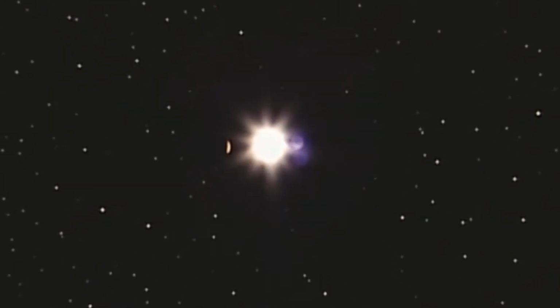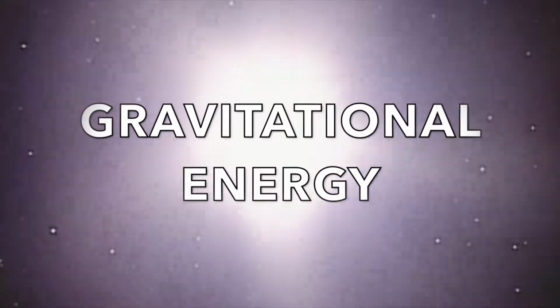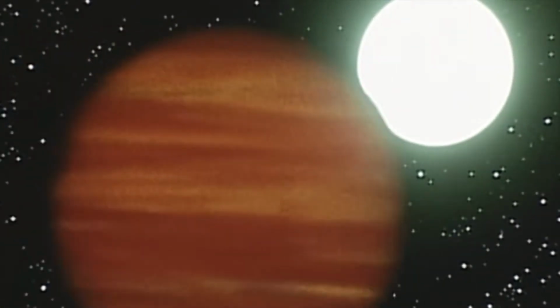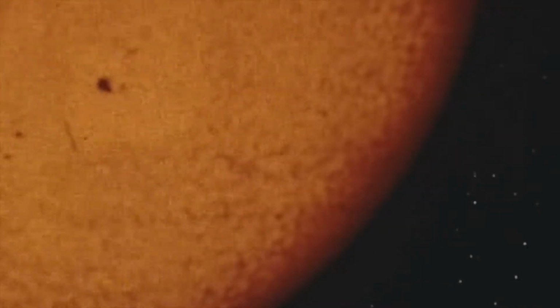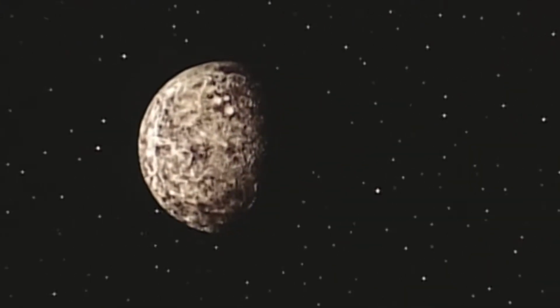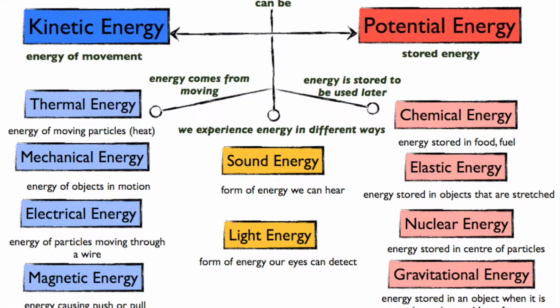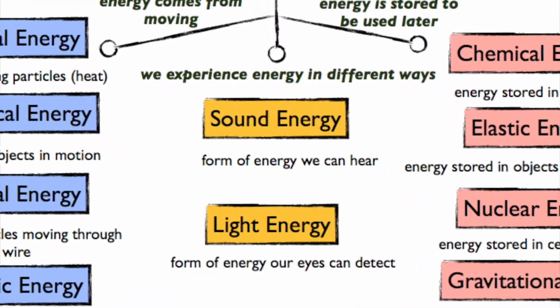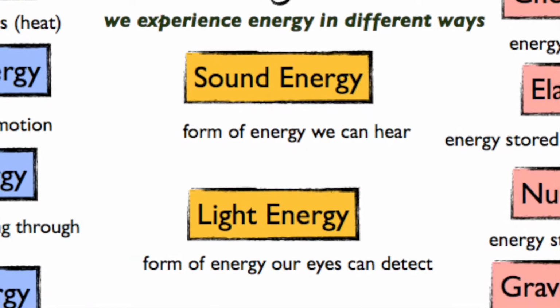Last but not least, gravitational energy. Gravitational energy is the potential energy held by an object because of its high position compared to a lower position. In other words, it is energy associated with gravity or gravitational force. It is the force that keeps the planets in orbit around the sun. Oh, and not to forget both of the energy forms that are neither kinetic nor potential.